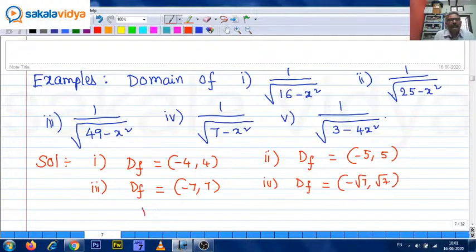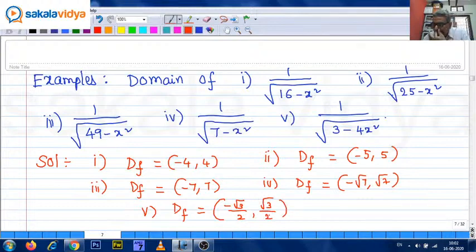Now fifth one, it's important. What is the fifth one? Now here you'll be getting domain of f is equal to minus root 3 by 2 comma root 3 by 2. Correct? Yes. Right. Thank you.